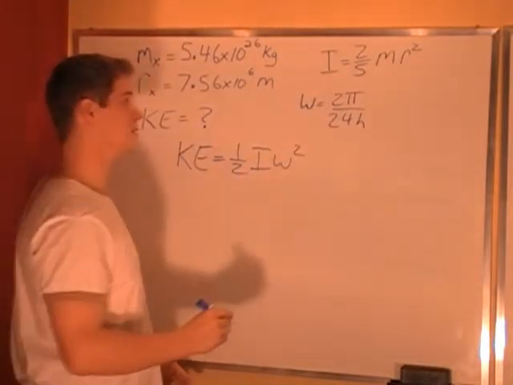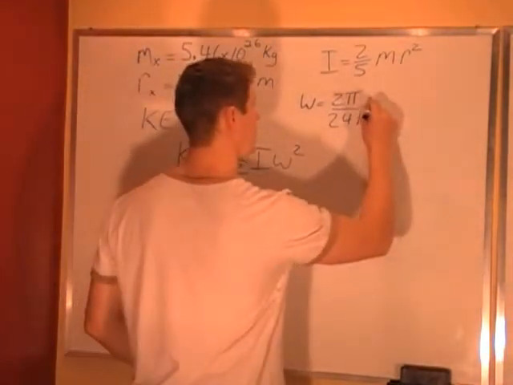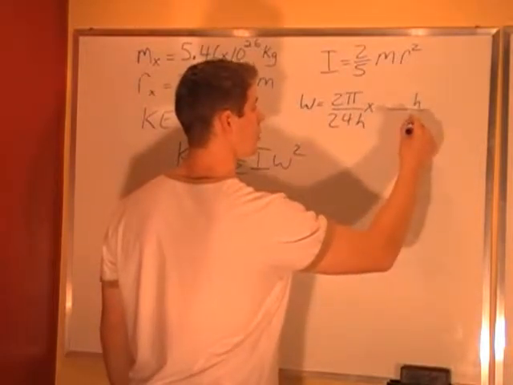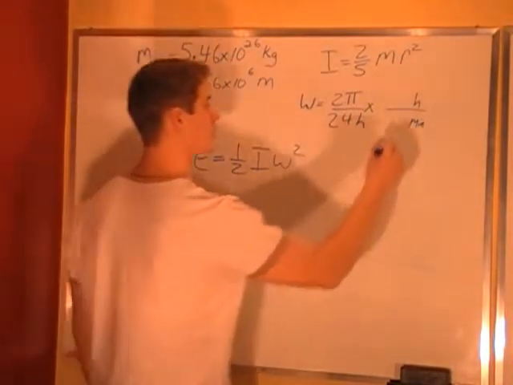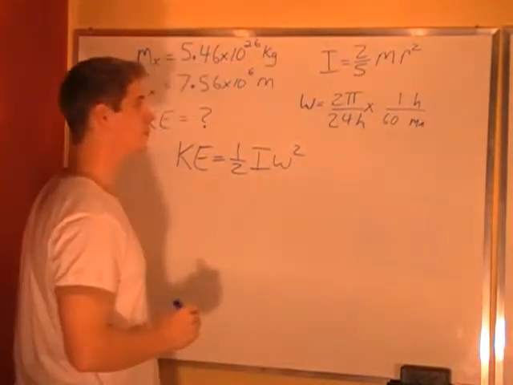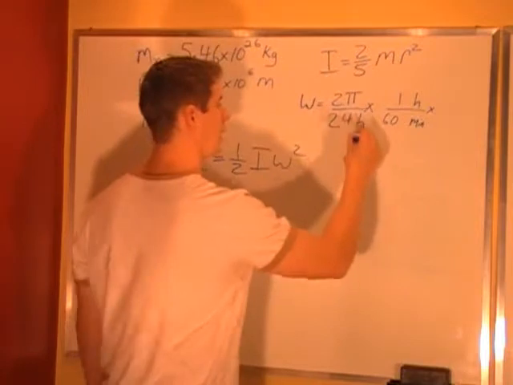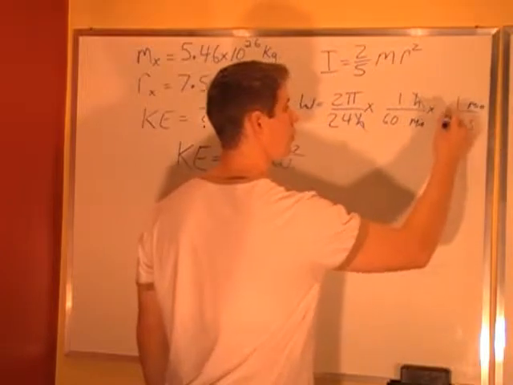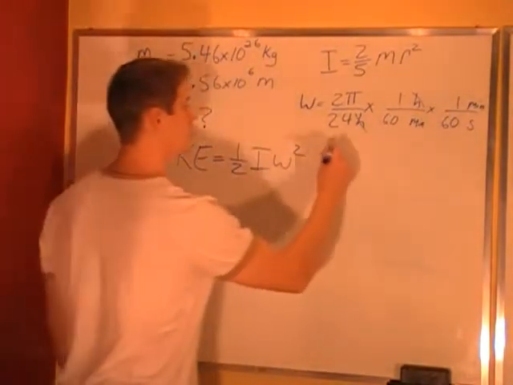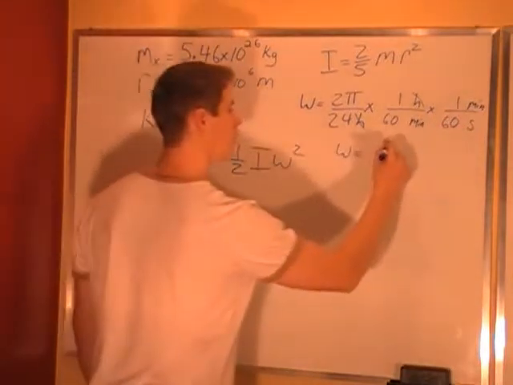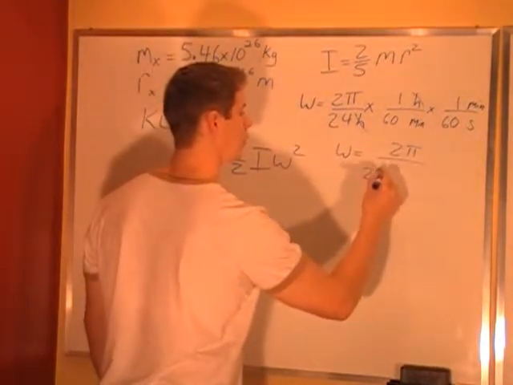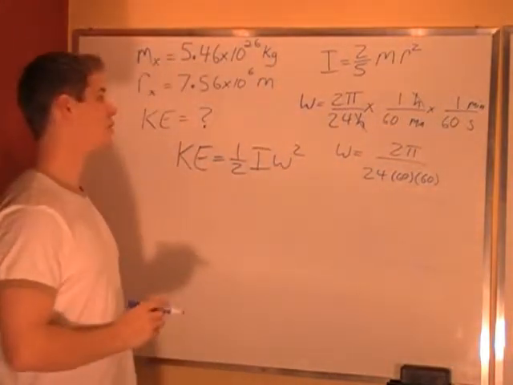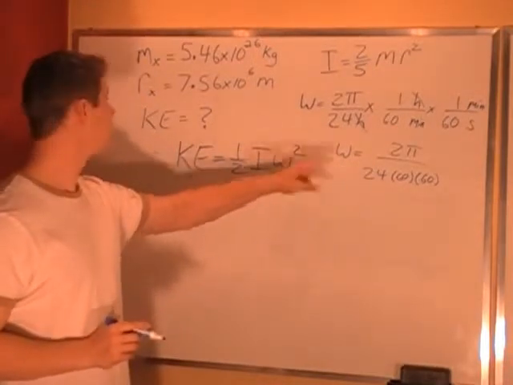We need to convert this to seconds so that we can get radians per second. So we times by, I want to get rid of hours and convert to minutes on the bottom. So there's 1 hour, 60 minutes. That cancels out the hours. We want to get minutes into seconds. Seconds here, minutes here. So 1 minute is 60 seconds. So omega equals 2 pi over 24 times 60 times 60. So this is our angular velocity of this planet.